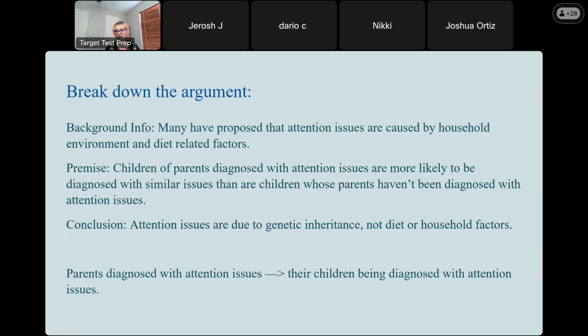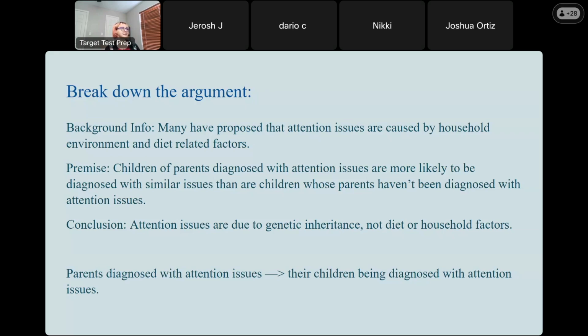Taking them to a doctor. So if your parents, my immediate thought was, if your parents have an attention disorder, then they are far more likely to take you to a doctor to be diagnosed. Diagnosis doesn't mean only diagnosed people have attention disorders, but it is a process that you have to go through. So that was my immediate thought.